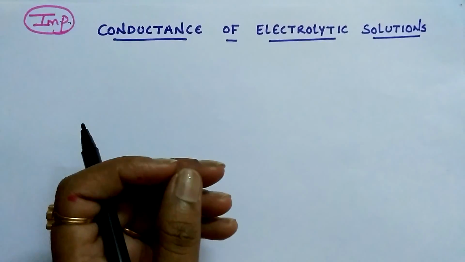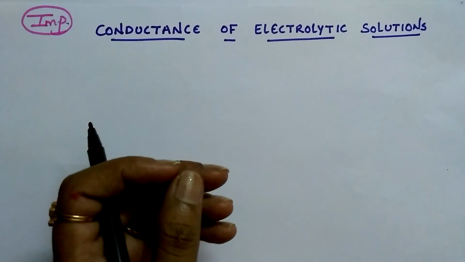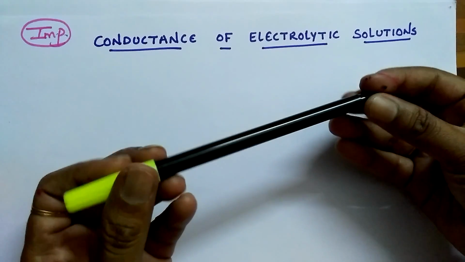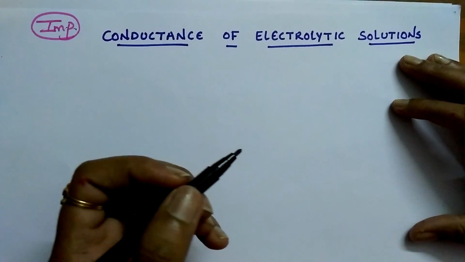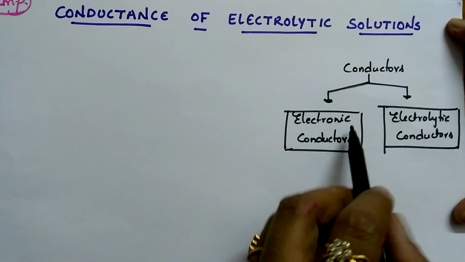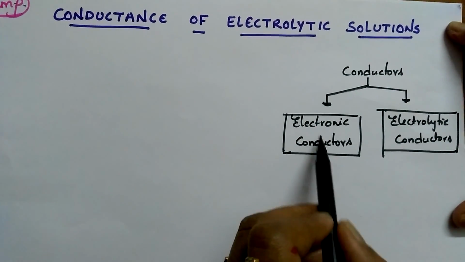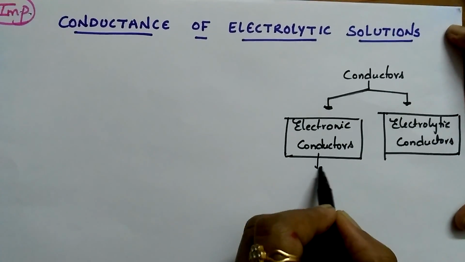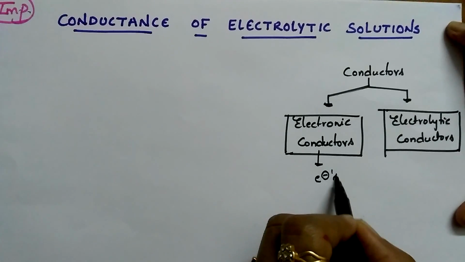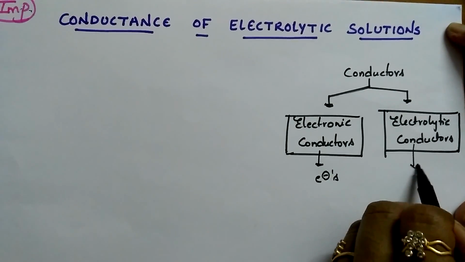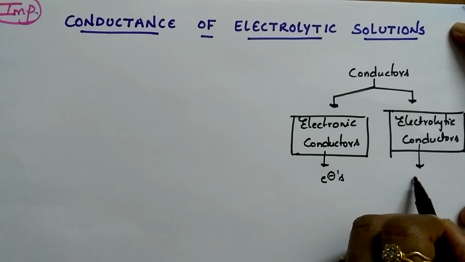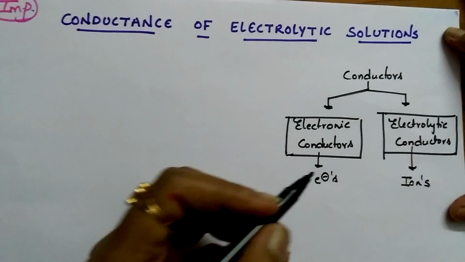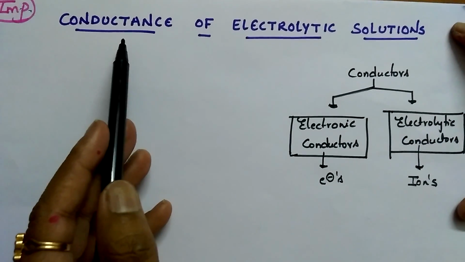And some substances do not allow electricity to pass through them. We call them insulators. This is an example of an insulator. Conductors are of two types: electronic conductors and electrolytic conductors. If the conductivity is because of electrons, we call it an electronic conductor. If the conductivity of the solution is because of the presence of ions, then we call it an electrolytic conductor.